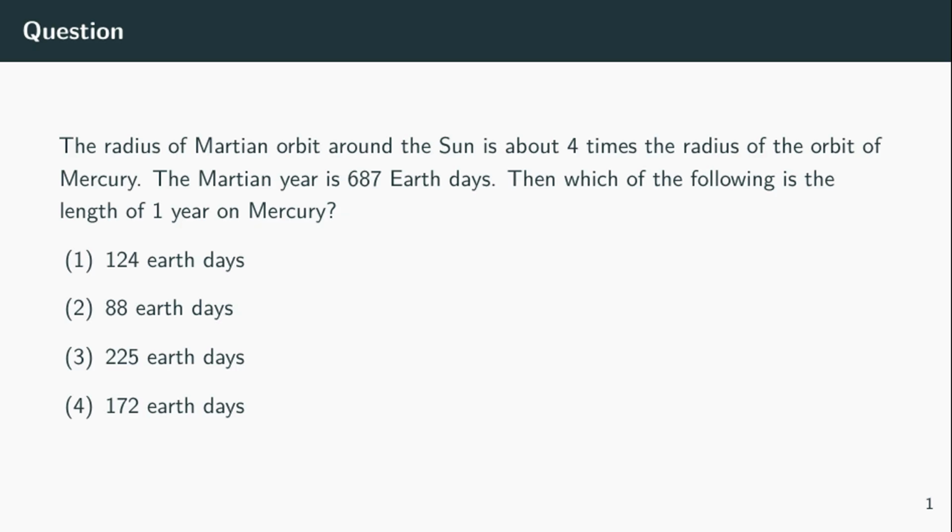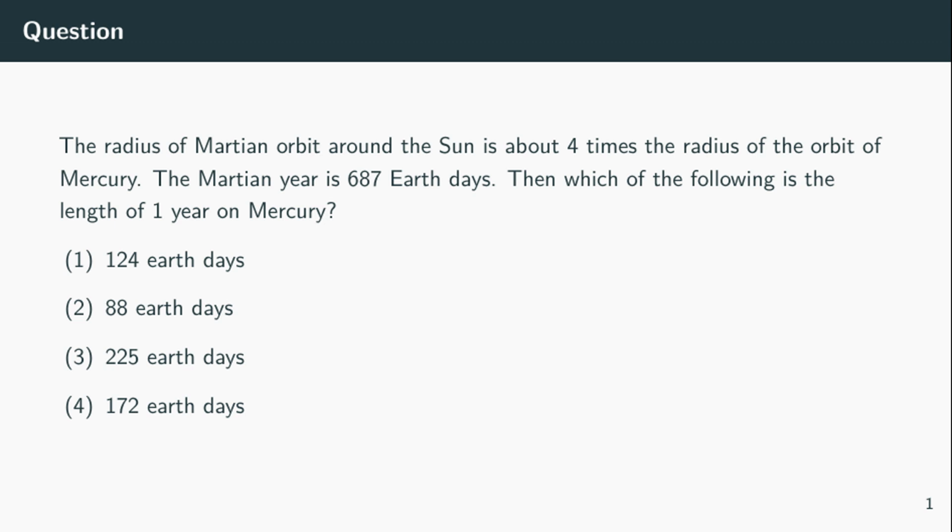Okay, let's figure out the length of a year on Mercury using Kepler's law based on what we know about Mars. Here's the question we're tackling. The radius of Mars's orbit around the Sun is roughly 4 times the radius of Mercury's orbit. We know a Martian year is 687 Earth days. So the question is, how long is 1 year on Mercury? And we have a few options to choose from.